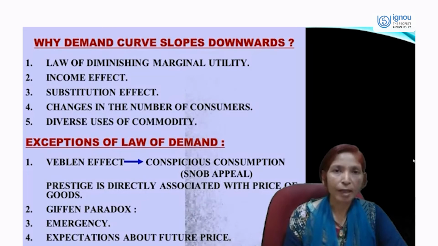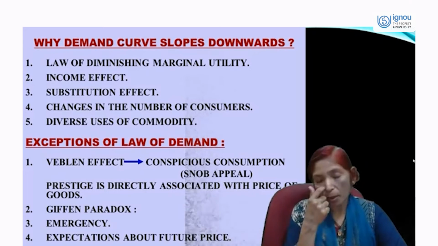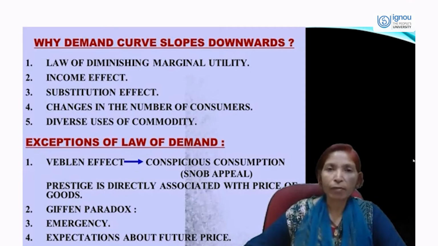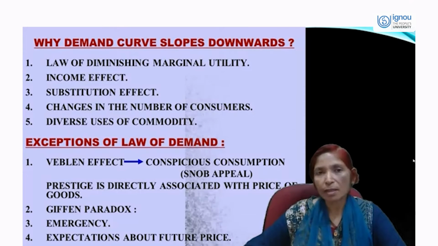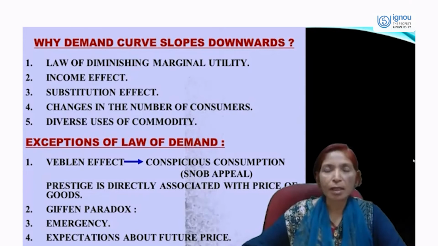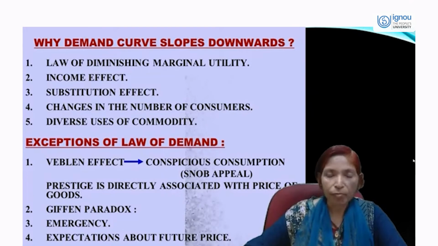Third is substitution effect. You know that substitute goods are those goods which can be used in place of each other. For example, tea or coffee. If the price of tea rises, then demand for coffee will rise. But due to a rise in the price of tea, demand for tea will fall. So there is an inverse relationship between the price of tea and the demand for tea. That's why the demand curve slopes downward.